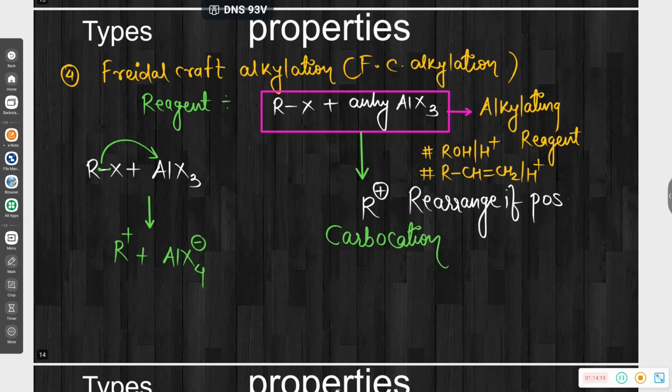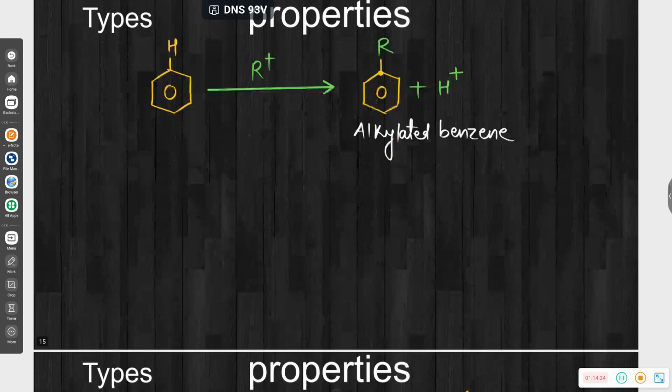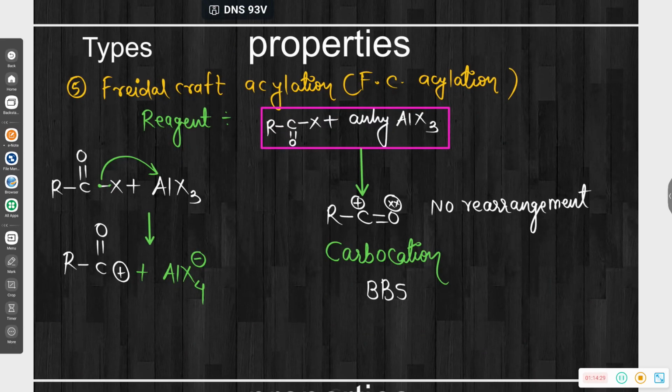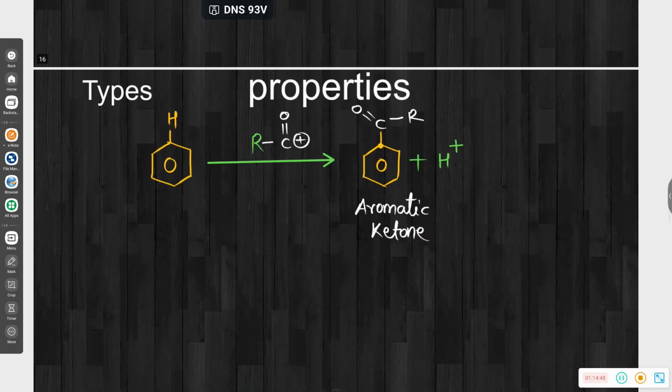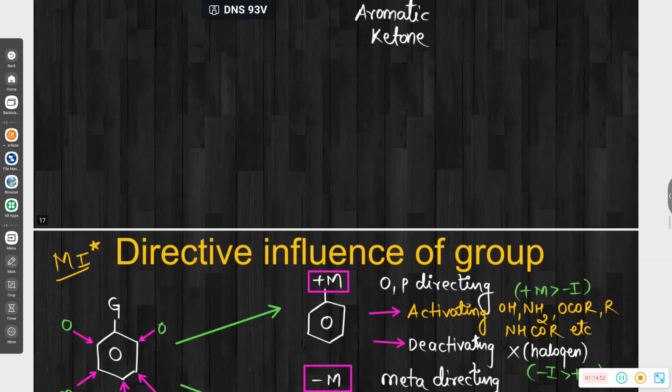Okay, carbocation rearrangement. In Friedel-Crafts acylation, no rearrangement. Why? Back bonding. Here no rearrangement, wherever CO is there, that only attaches. However big the group is, no rearrangement. Understood this point? An aromatic ketone will form. Okay, next class I will explain this one.